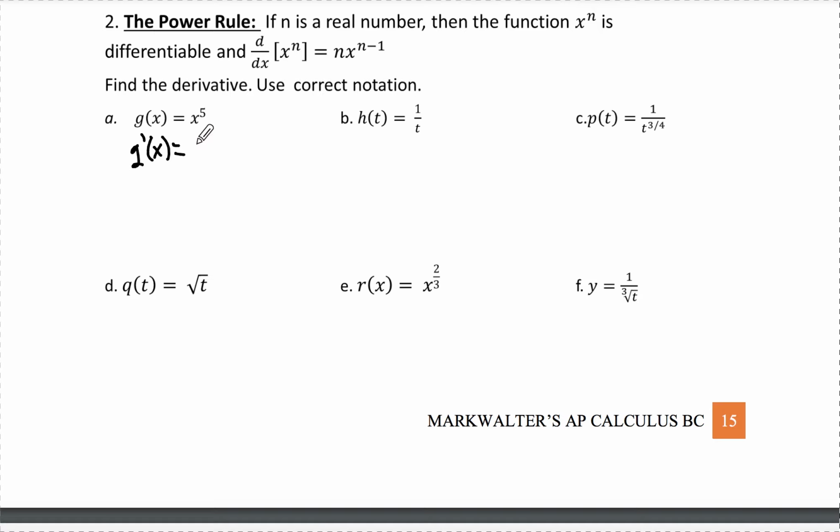If g of x is x to the 5th, g prime of x, I'll bring down the 5, I'll put it in front, I then multiply it by, so that's n times x, whatever that variable was, to the power, but minus 1. There we go. There's the derivative of x to the 5th.